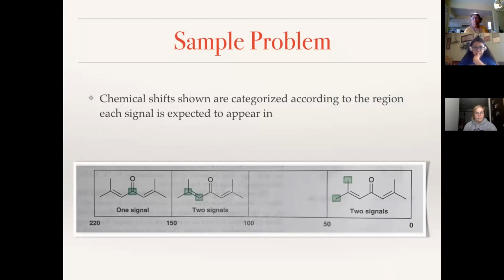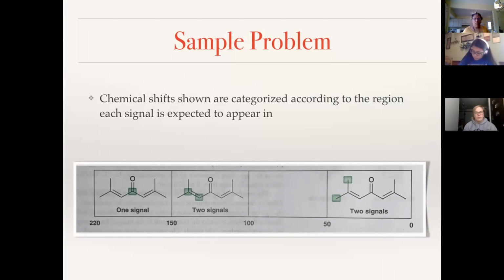Next shows where we categorize all the signals. So it'll be two different signals in the 0 to 50 ppm range. It's going to be two different signals in the 100 to 150 ppm range because it's sp2 carbons, right? And it's going to be one signal in the 150 to 220 ppm range because of the carbonyl group.